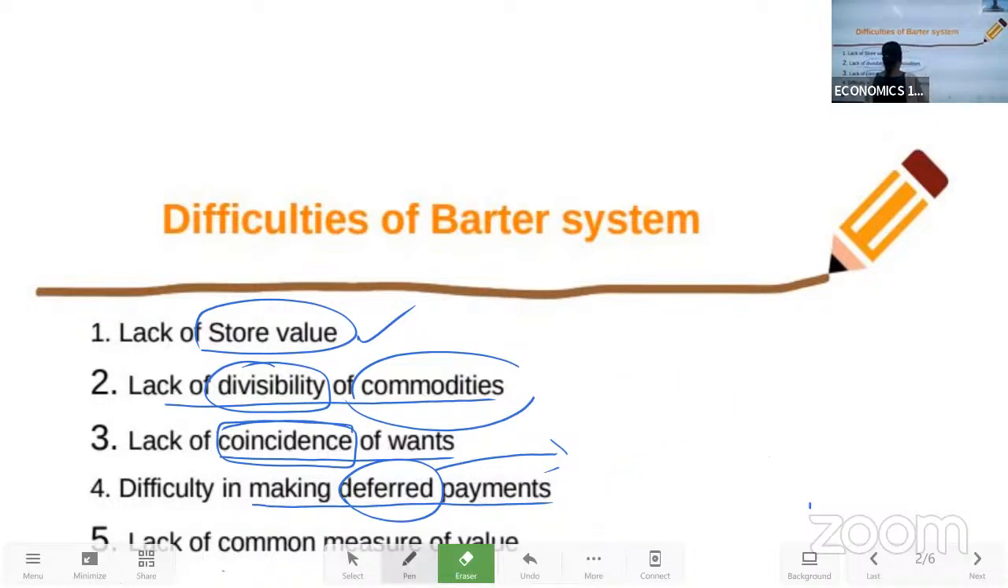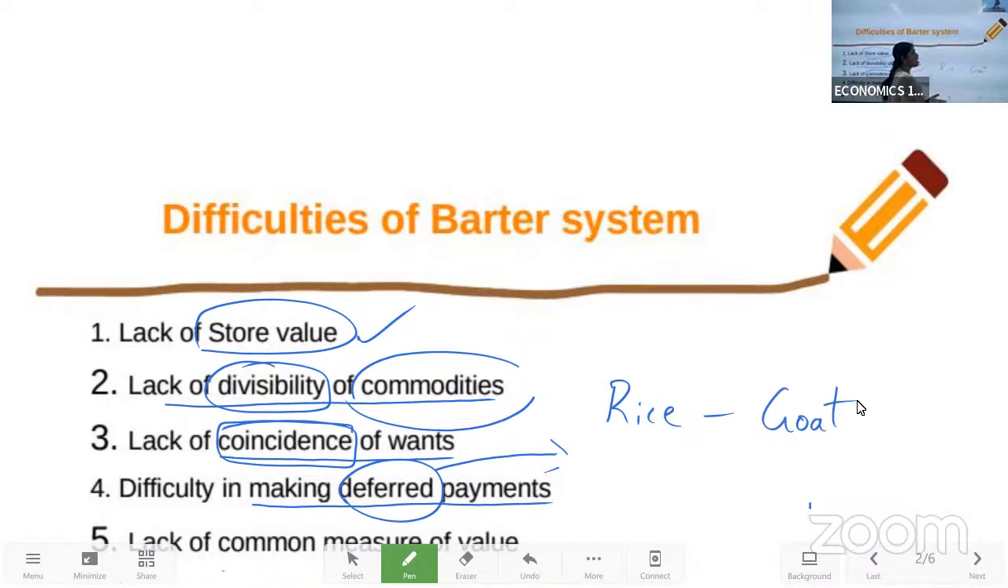Take an example again. Now you are exchanging. At present, the exchange process is going on. Suppose you are exchanging rice with the goat. The same example. You can take any other example also, no problem. Here, rice with the goat, the same example. Now there is person A and person B. A wants the goat, but B doesn't want the rice now itself. He wants it in the future.